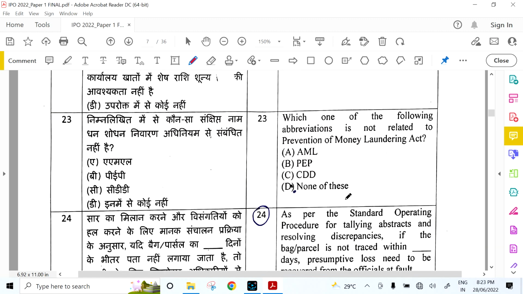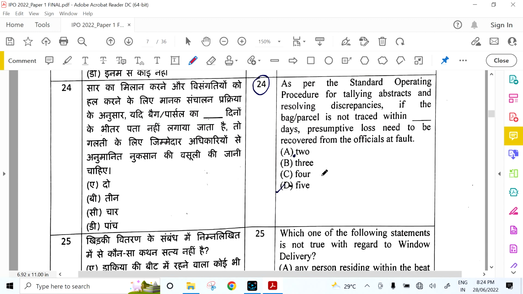Which of the following abbreviations is not related to Prevention of Money Laundering PMLA Act? AML, PEP, CDD, none of these. The answer is none of these. That means all of these are the abbreviations under PMLA: AML, CFT norm, customer due diligence, politically exposed person, CDD also, they belong to that one.